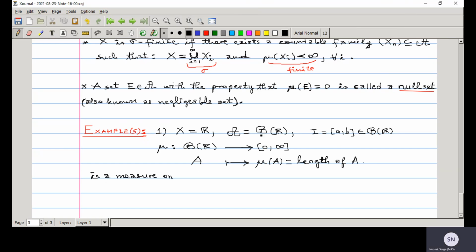Over or on BR here, on the Borel sigma algebra. It's a measure. Why? Okay, if we know that the empty set is there and mu, if I have an empty set, what is the length of an empty set? Is 0.